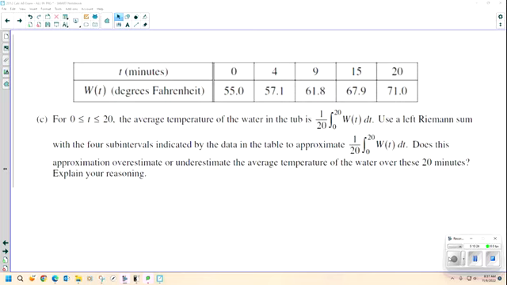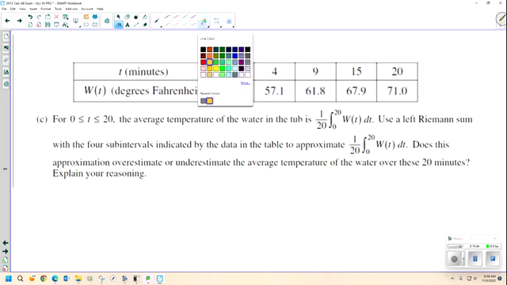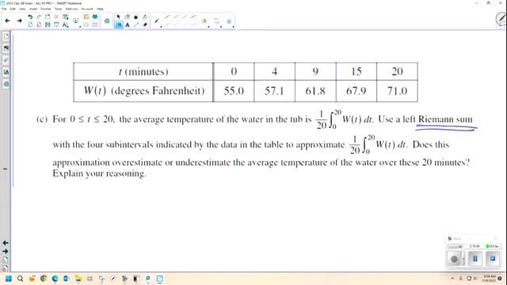1C. For the interval from 0 to 20 inclusive of time, the average temperature of the water in the tub is 1/20th times the integration from 0 to 20 of W(t) dt. Use a Riemann sum. Oh, I like when you talk dirty to me like this. Use a Riemann sum with the 4 subintervals indicated by the data in the table above to approximate that. Does this approximation overestimate or underestimate the average temperature of the water in those 20 minutes?